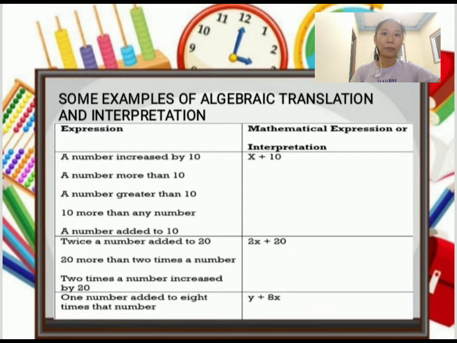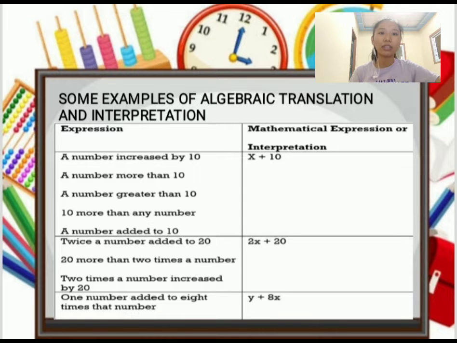As you can see in our PowerPoint, there are some expressions, and there are also mathematical expressions and interpretations. So here are some examples. A number increased by 10. Okay, so x plus 10. A number more than 10. So more than is a plus sign. Or increase, it is also a plus sign. Greater than, that is also a plus sign. So that is the way to write a mathematical interpretation.